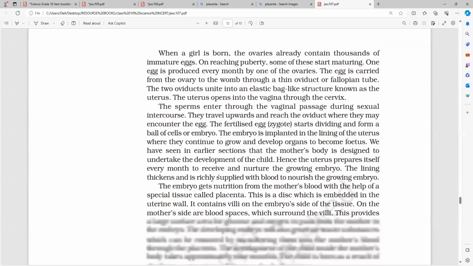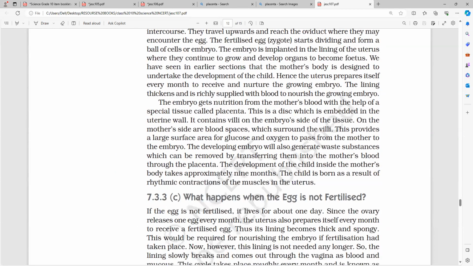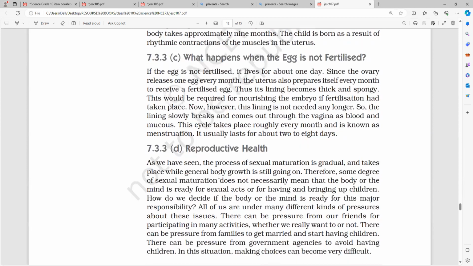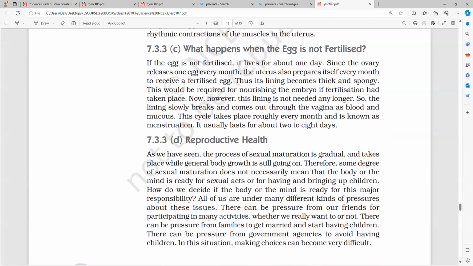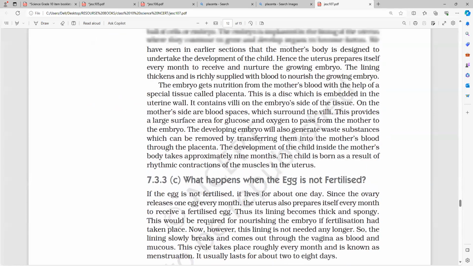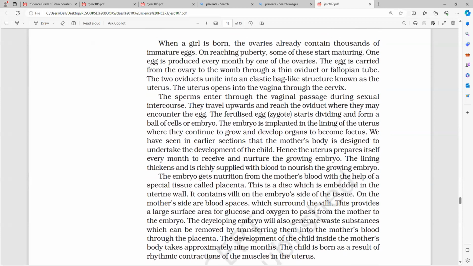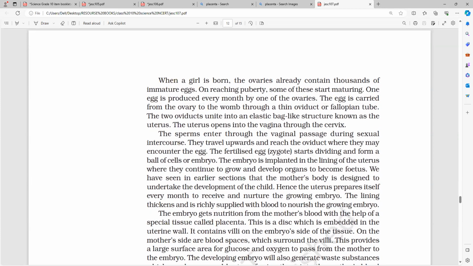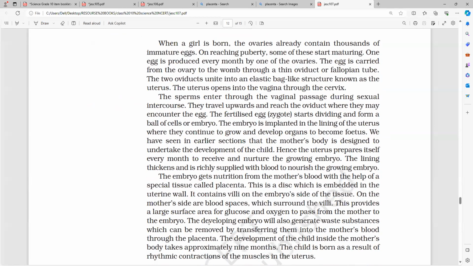In which page, Hari, is it there? Placenta? Is it right? In this, it's here only. Yeah. So what will happen? Above, sir, above. Yeah, above. First paragraph. Hmm. So here it says. This paragraph, I think. Am I right?